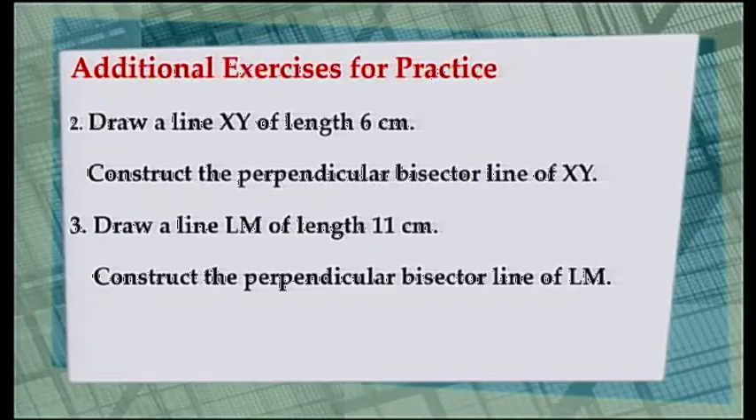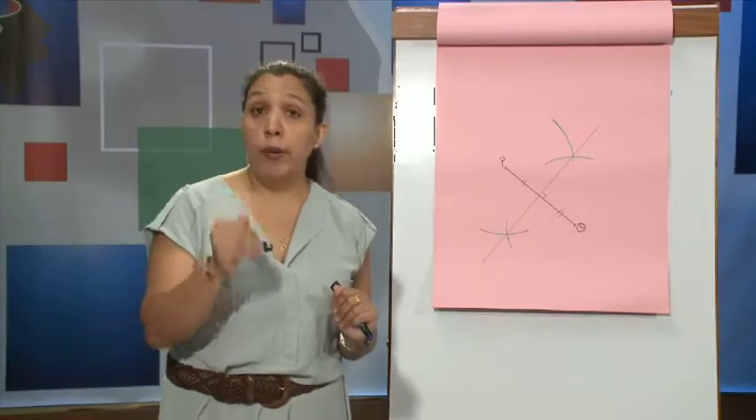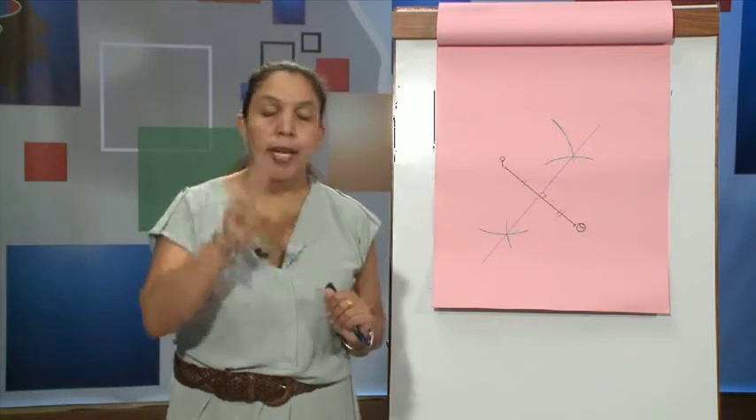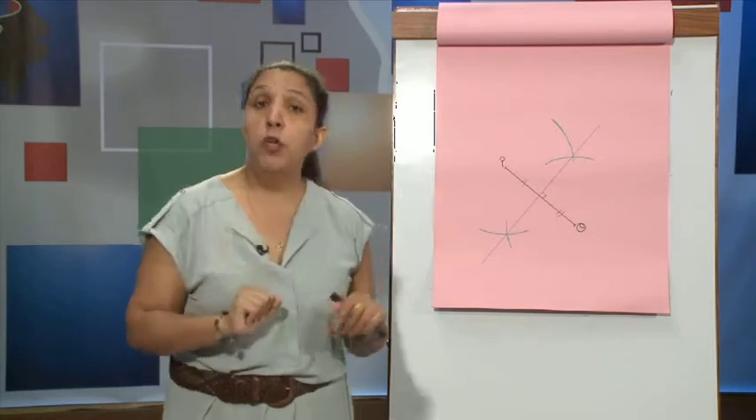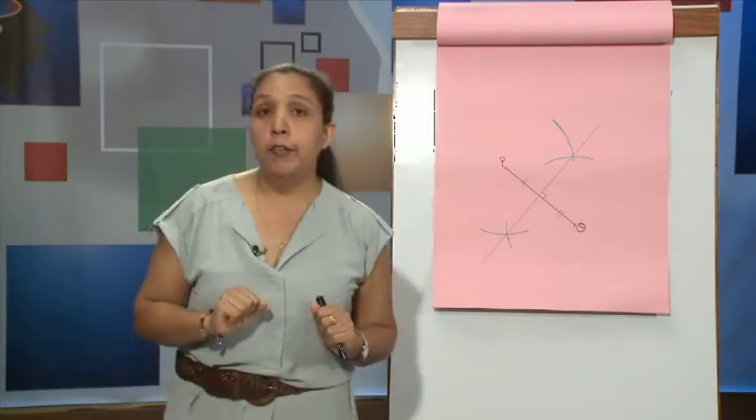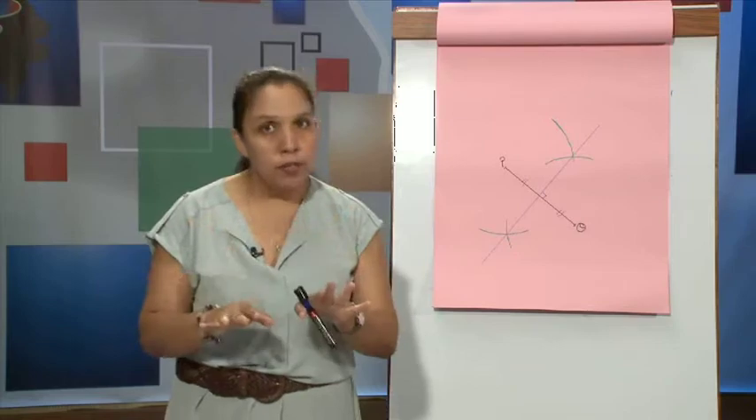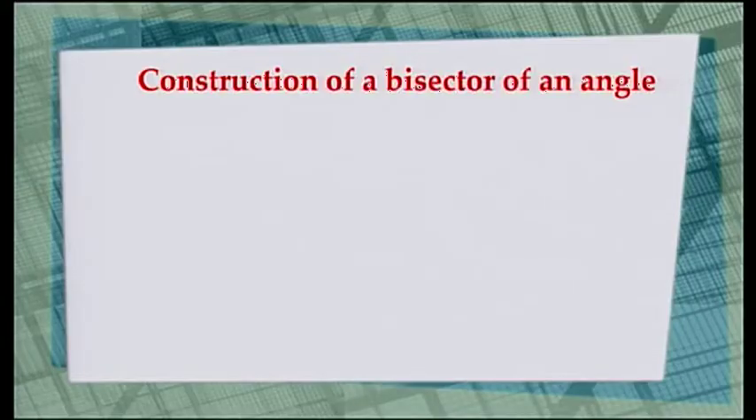Okay, right? So far, you've learned how to draw a line parallel to a given line that goes through a point. That's the first thing. Secondly, we have shown you how to draw the perpendicular bisector of a line. Okay? Last but not least, we are going to show you how to draw an angle bisector.